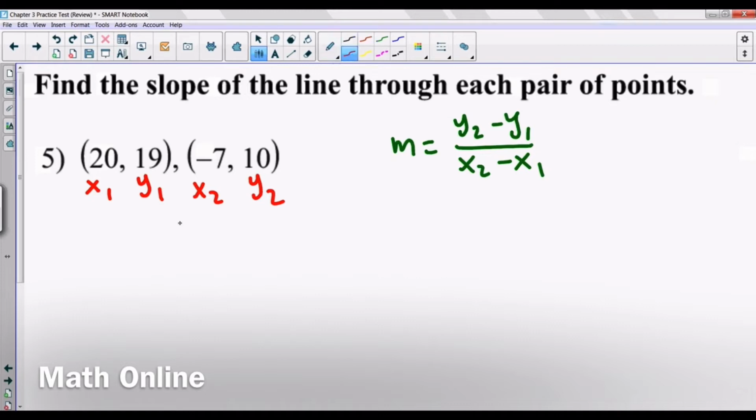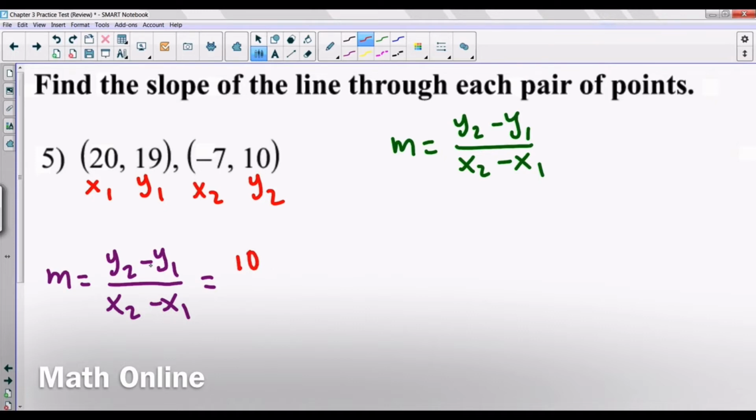So let's go ahead and rewrite the formula over here. M is equal to y2 minus y1 over x2 minus x1. And let's go ahead and plug these values in there. So let's substitute our y values here. So we know that y2 is 10 because that's what we label it as. As you can see, there's only one y2. This is not a y2, that's not a y2. This is the y2, and it corresponds to the number 10. So I'm going to write 10 in there.